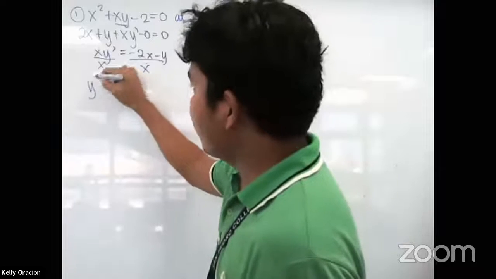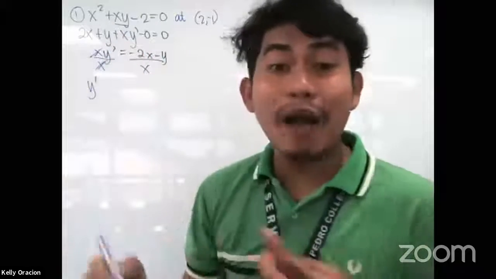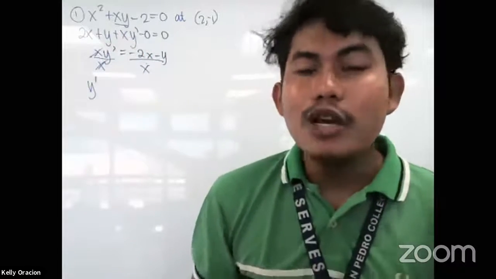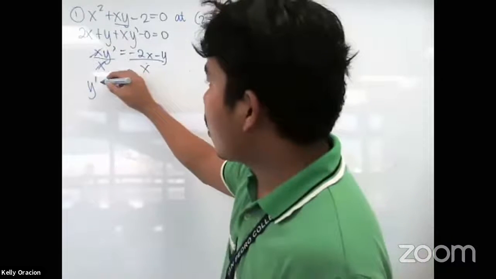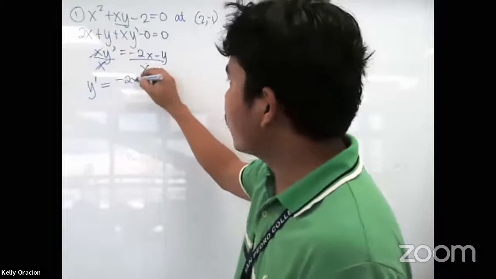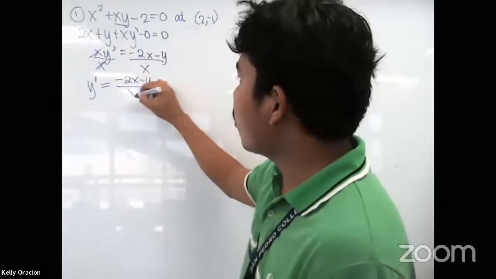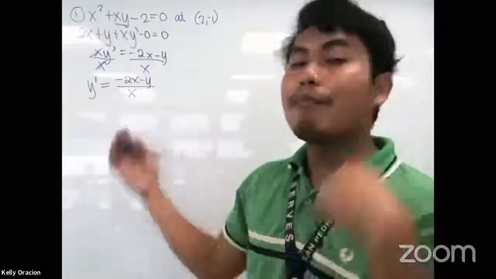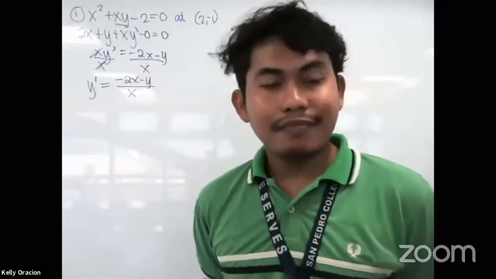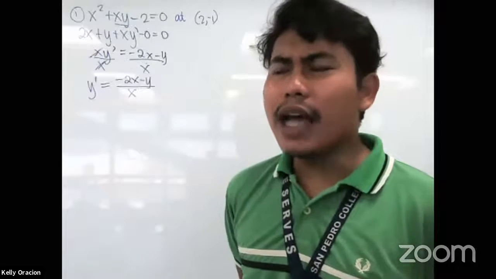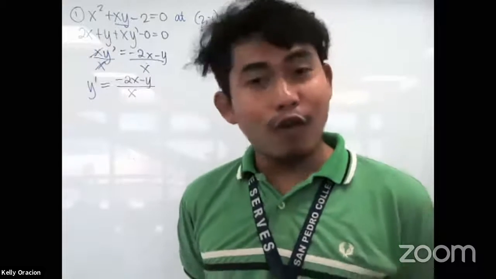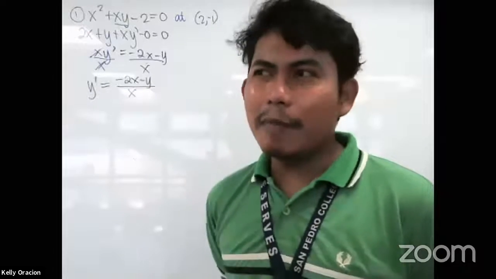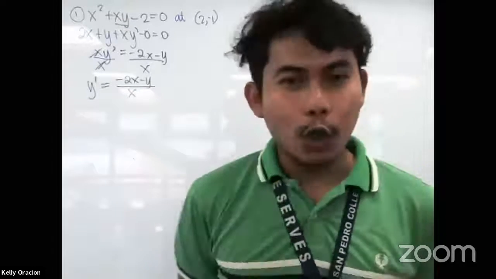So y prime, cancel, because our goal is to find y prime, right? So only y prime is left. Y prime is equal to negative 2x minus y over x. And that's your answer. And this is now your y prime. Now, in my quiz, the choices are tricky. The question is not tricky, the choices are.